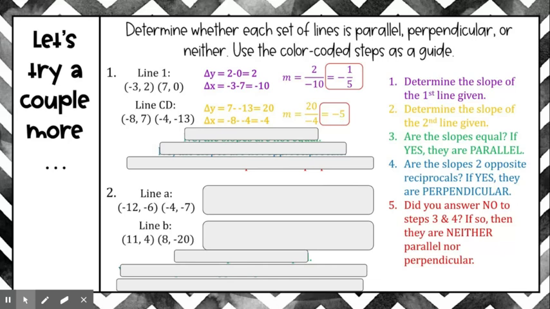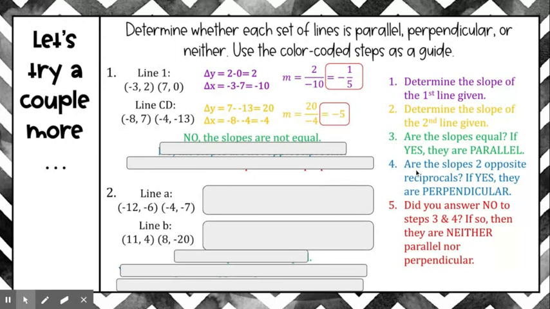So now we found the slope for both of these lines. So number 3, are the slopes equal? If yes, they're parallel. Well, no, these slopes aren't equal. So these lines aren't parallel. We move on to our second question.